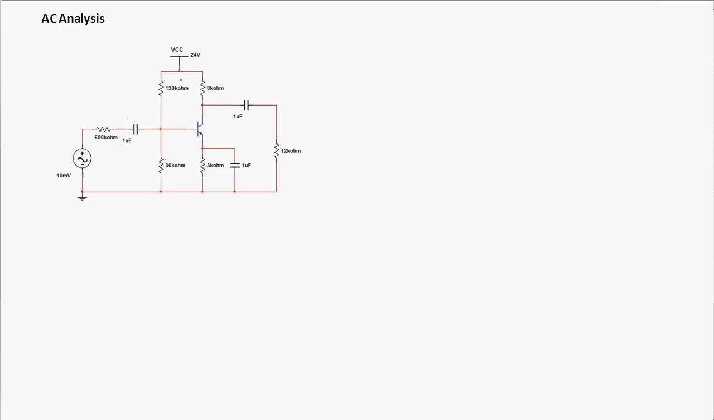So in the AC analysis, the first thing we want to do is short any DC voltage sources. So get rid of the DC part of the circuit. So that's going to involve shorting VCC there. So that's going to connect this point to ground. I'm also going to short all the capacitors. Here I'm making the assumption that my frequency is high enough and my capacitors are big enough that those capacitors are going to basically be shorts.